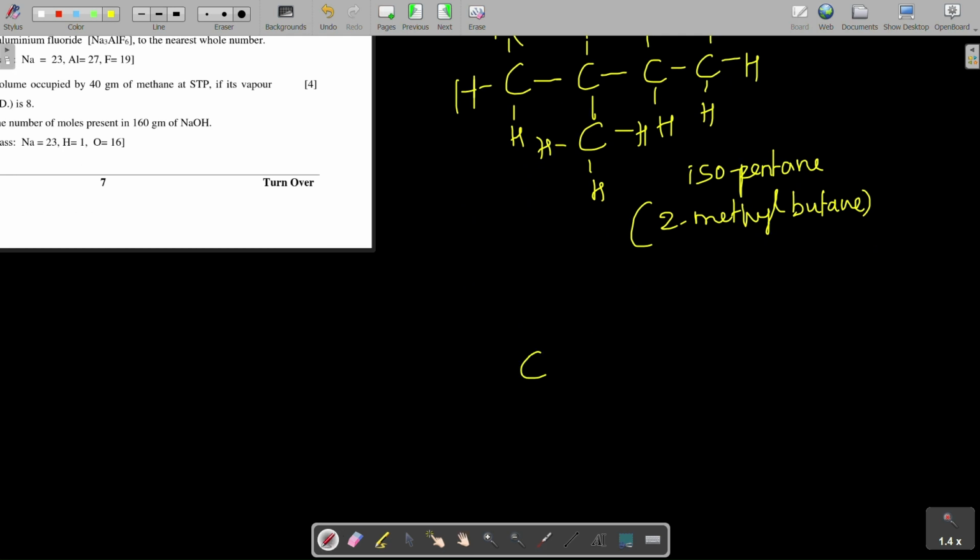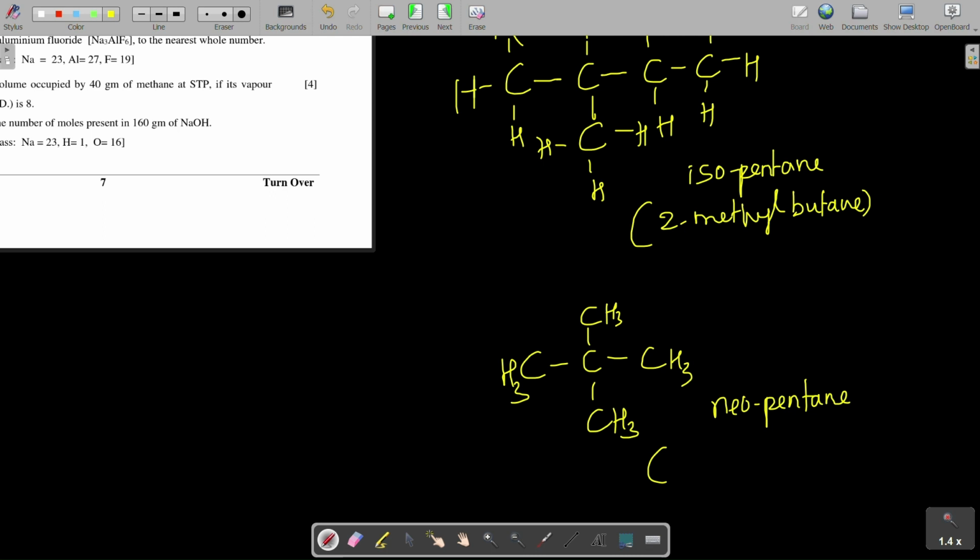One more you can write is 1 2 3 4 5. So this time I will not show hydrogen, but you have to show it in the exam. So CH3, CH3, CH3, CH3. This is called neopentane. So you can try naming the IUPAC name.